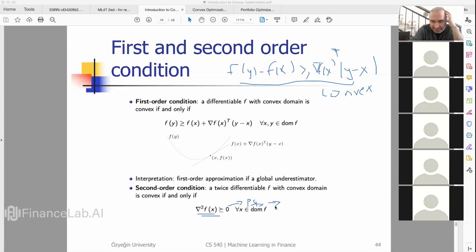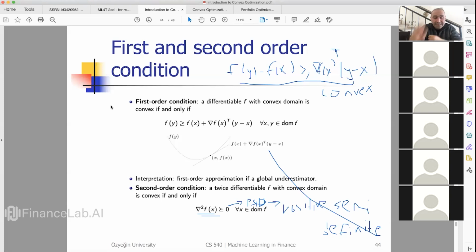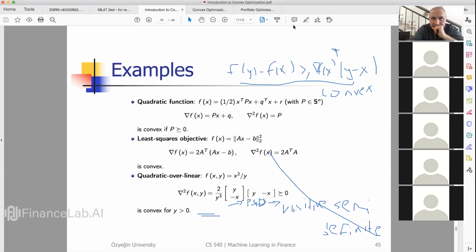And the second order condition is that f should be twice differentiable, because we need to take the derivative twice, and its Hessian matrix should be greater than or equal to 0, which means that it should be positive semi-definite. This is the second order condition. And again, let's look at some examples.